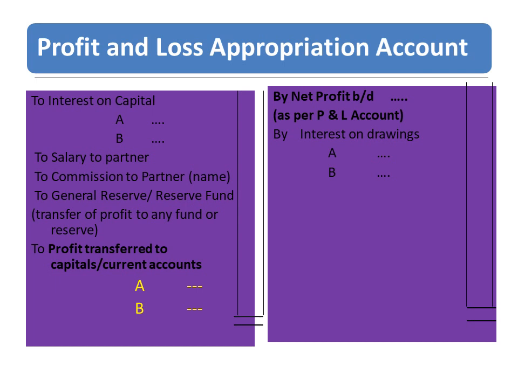So, a recap: profit and loss appropriation account is prepared to show distribution of profit as per the terms of the partnership deed. It is prepared based on the net profit brought down as per P&L account. And another item which comes on the credit side is interest on drawings. On the debit side, we have interest on capital, salary allowed to a partner, commission allowed to a partner, and general reserve, reserve fund, known as a transfer of profit to any fund. And the remaining profit is to be divided in the profit sharing ratio.